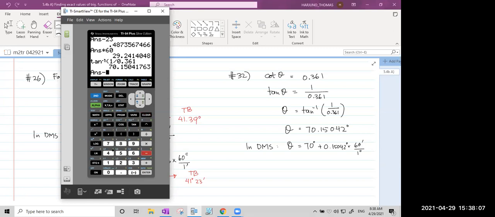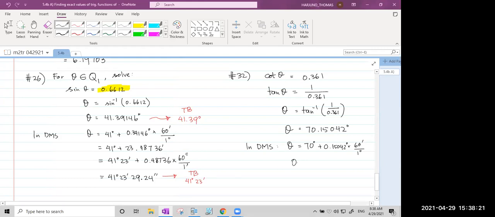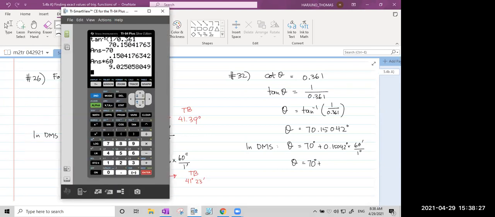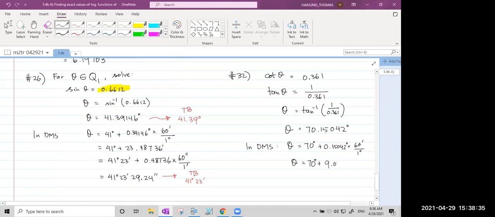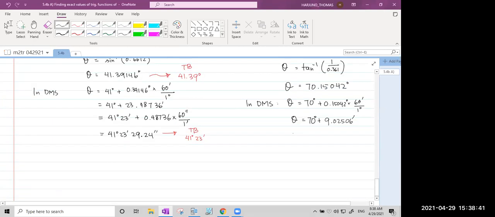Okay, now this one here, let me continue. I subtract by 70 so that I can get the decimal part only. And then multiply by 60. So I get that is equal to 70 degrees plus, let's see, 9.02506 minutes. So our textbook will end here, right? Because they just want us to do it to the nearest 1 minute. Okay, but we will go on further.